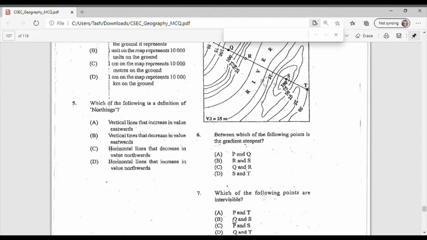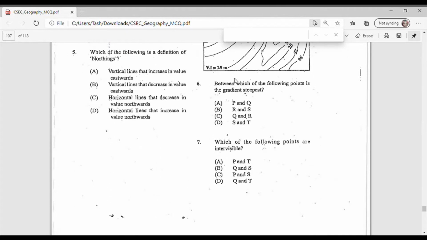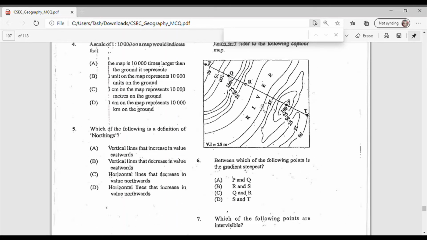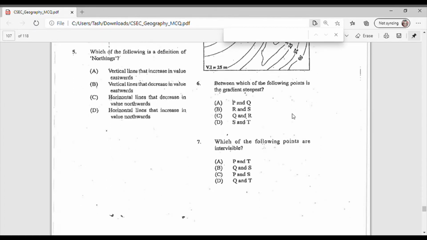C, P and S, where P is at the top here, we have 50 meters and S is 100 meters, but we have another 100 meter in between, so that height would have been blocking our vision. Q and T, Q is at 100 meters, T is at 50. The 100 meter height is here, so that would block our vision as well. So the answer for number 7 would have been letter B.